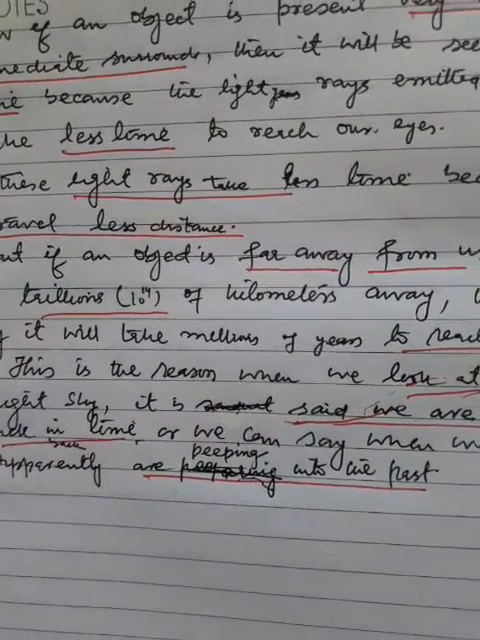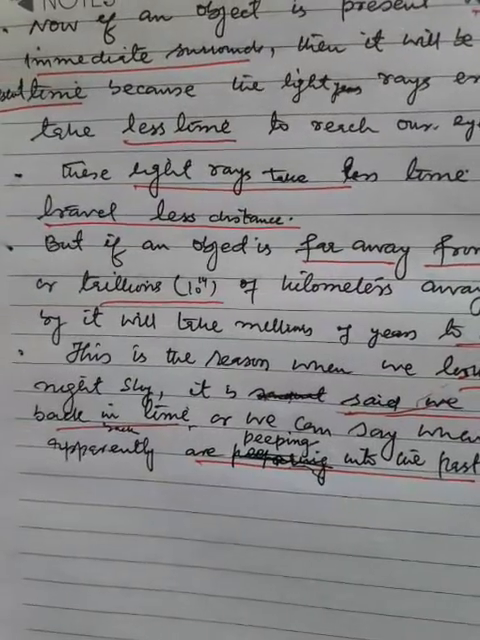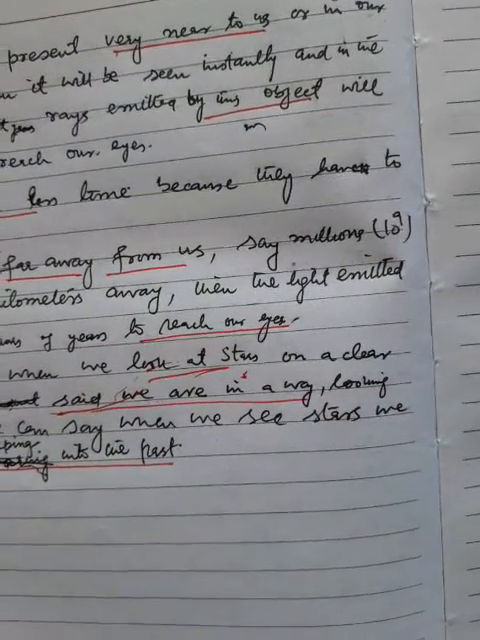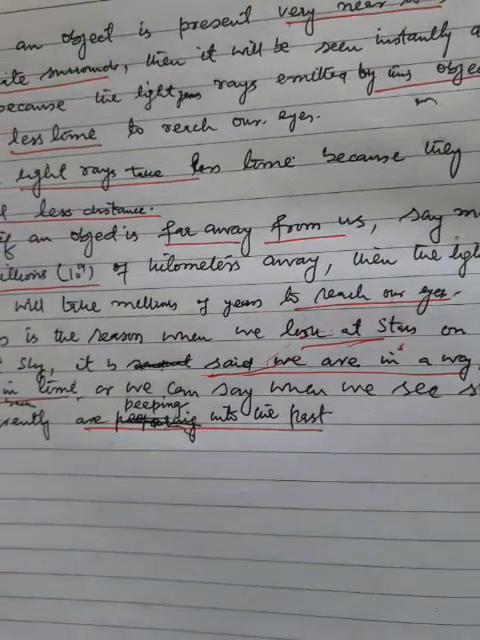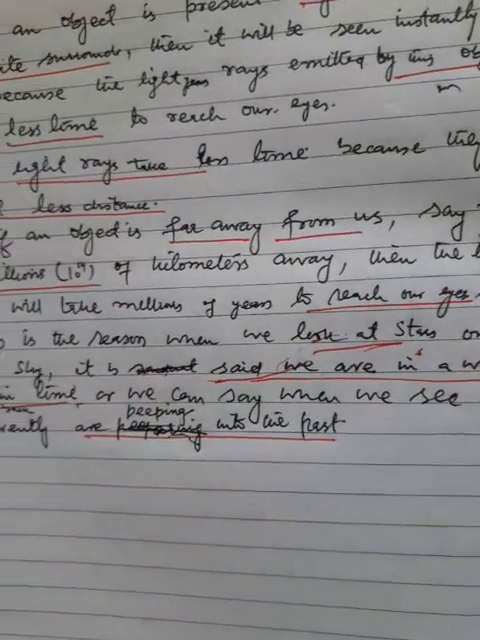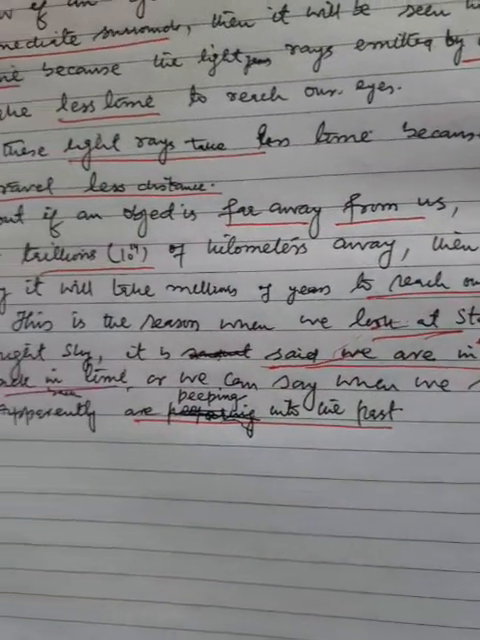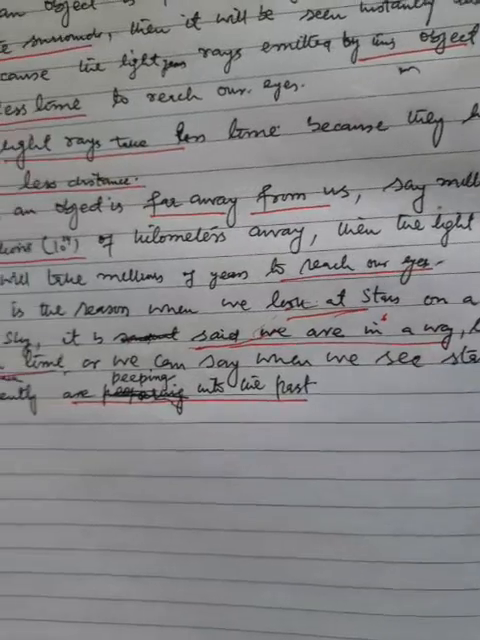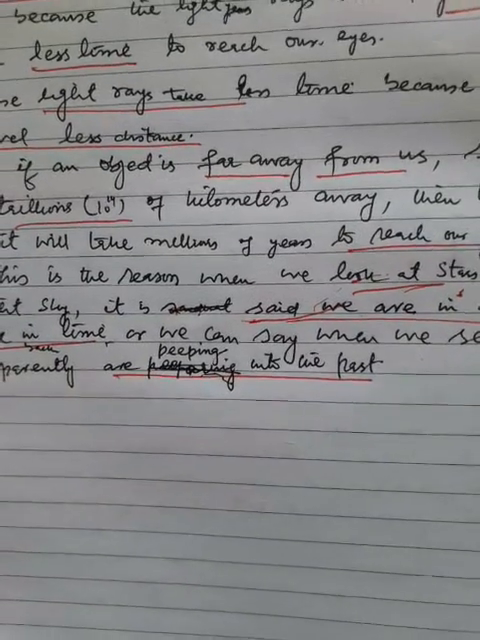But if an object is far away from us, say millions, that is 10 raised to power 9, or trillions, 10 raised to power 14 of kilometers away, then the light emitted by it will take millions of years to reach our eyes. This is the reason when we look at stars on a clear night sky, it is said we are in a way looking back in time, or we can say when we see stars, we apparently are peeping into the past.